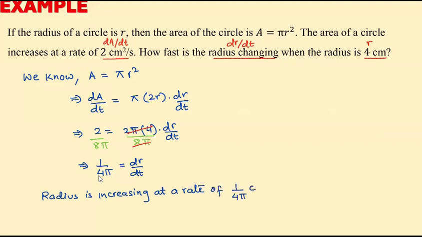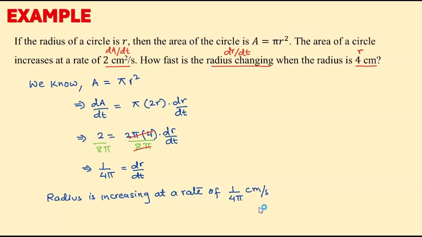We have to write the unit. Unit of radius is centimeter, right? As it is given in the problem. And we have the time in seconds. So radius per second. So that is centimeter per second. So the radius is increasing at the rate of 1 over 4 pi centimeter per second. Okay, that is our first example.